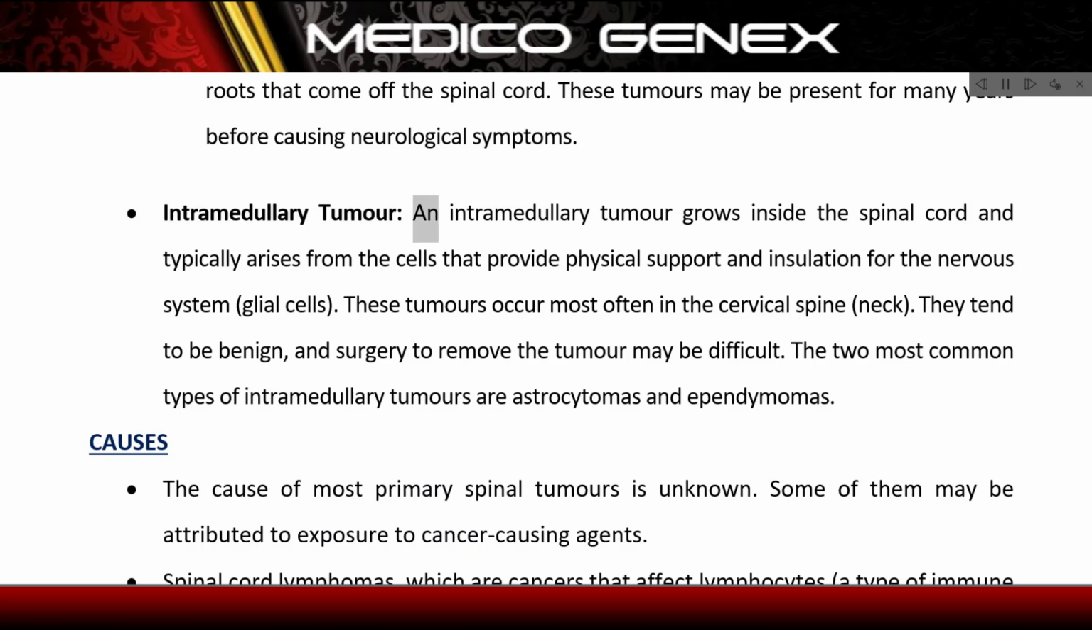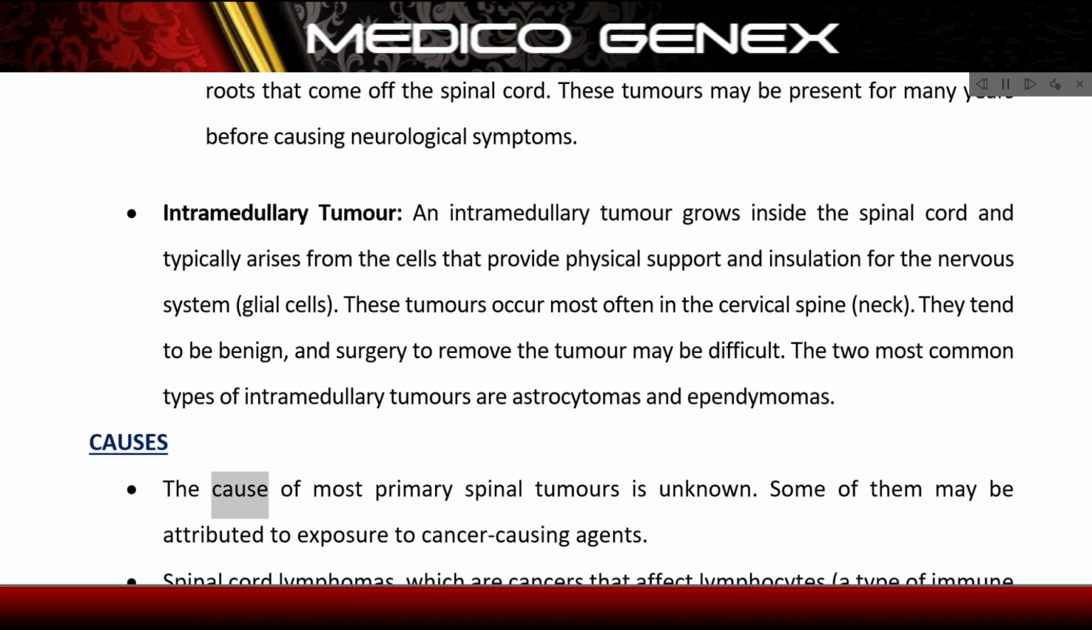Intramedullary tumor, an intramedullary tumor grows inside the spinal cord and typically arises from the cells that provide physical support and insulation for the nervous system, glial cells. These tumors occur most often in the cervical spine, neck. They tend to be benign, and surgery to remove the tumor may be difficult. The two most common types of intramedullary tumors are astrocytomas and ependymomas.